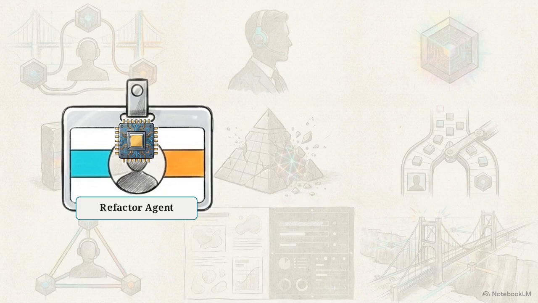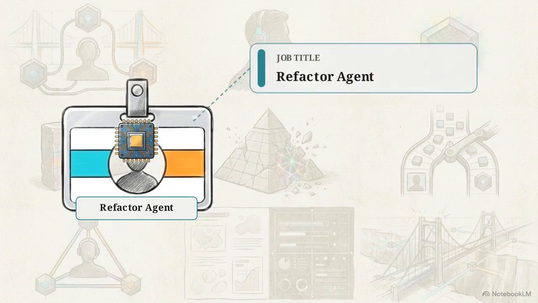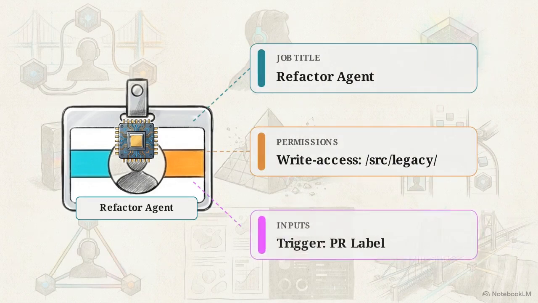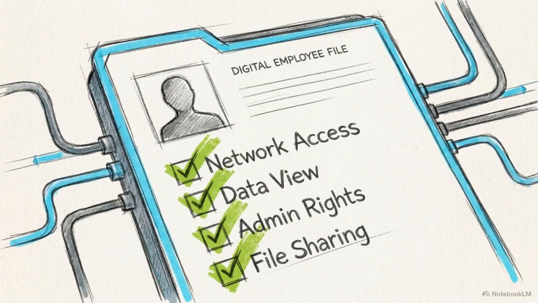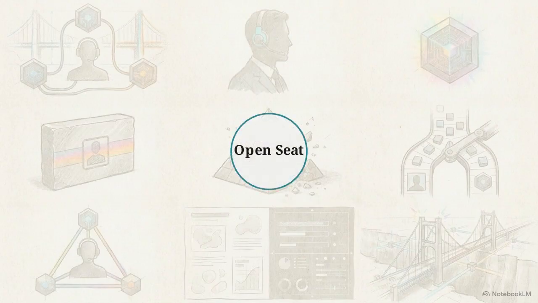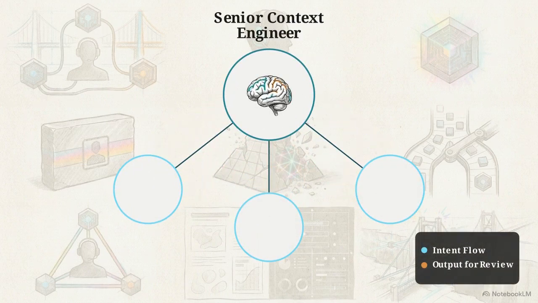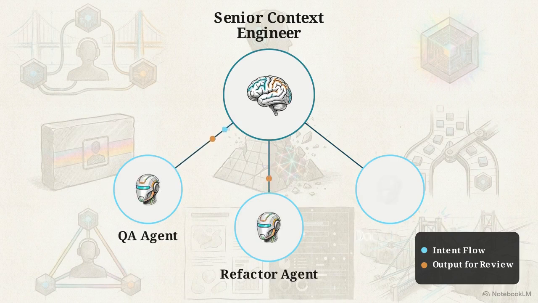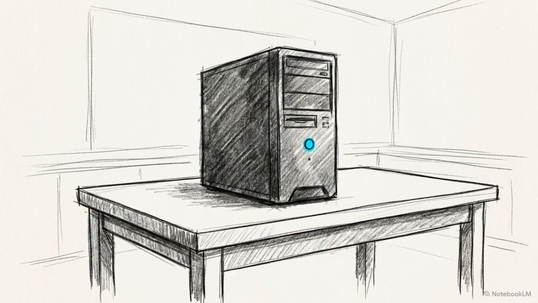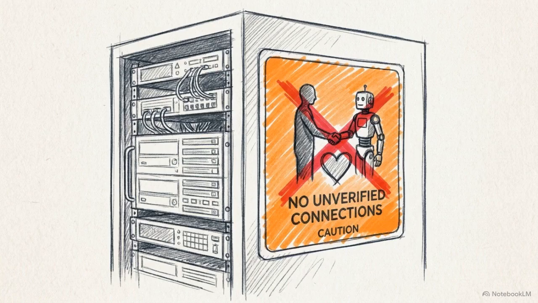To avoid the tool trap, give the AI a specific job title, bounded permissions, and clear inputs. It is a role, not just a general API access point. Your traditional open seat now expands into a pod. Your human hire becomes a senior context engineer, managing specialized digital nodes like a QA agent, a refactor agent, and a docs agent. Maintain discipline regarding how you frame these nodes. Treat the AI as an operational coworker with a defined role, not a friend with feelings.